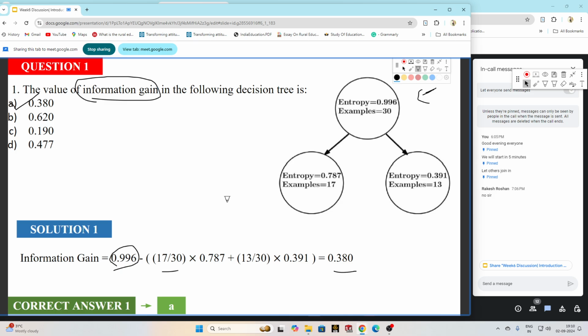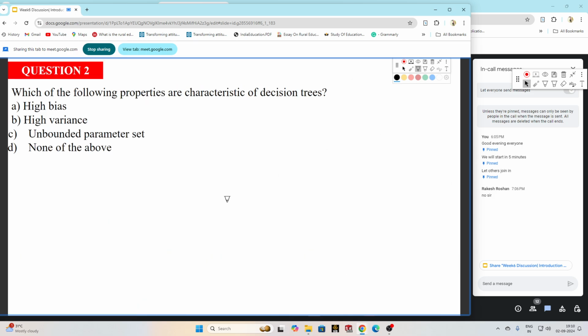Okay, so any doubt in this? Very simple question. Any doubt? No, sir. Clear. Okay, no doubt, anyone? No doubt, right? Okay, so let's move on to the next question.